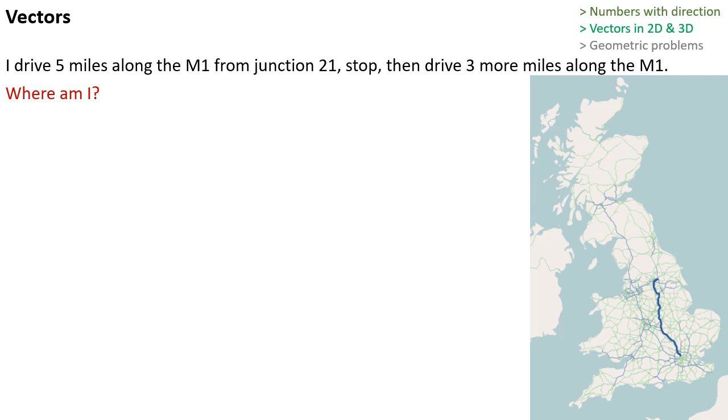Welcome to Vectors. We're going to start with this quick question. I drive 5 miles along the M1 from junction 21. I stop, and then I drive 3 more miles along the M1. For the purposes of this question, we can assume the M1 travels due north and south. Keep things simple. So the question is, where am I now?